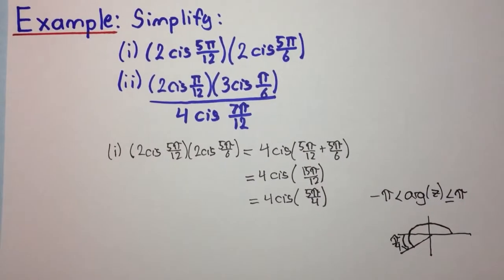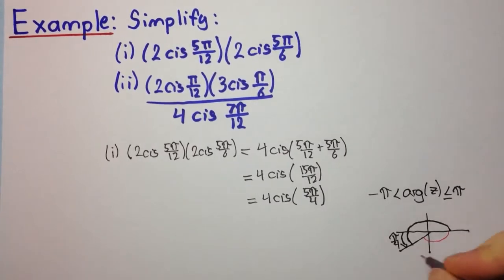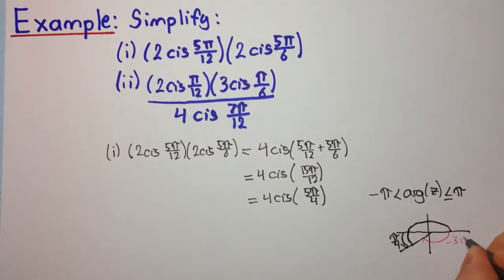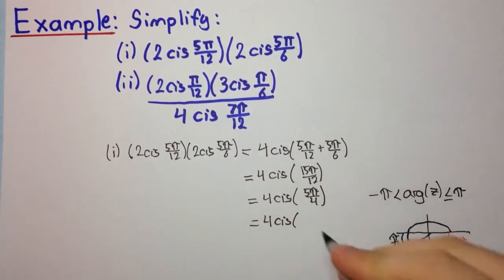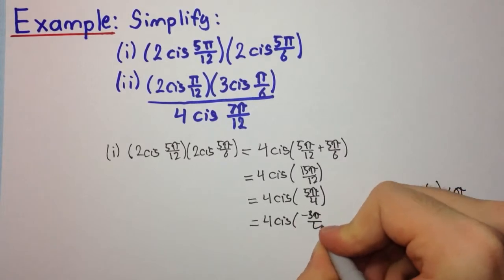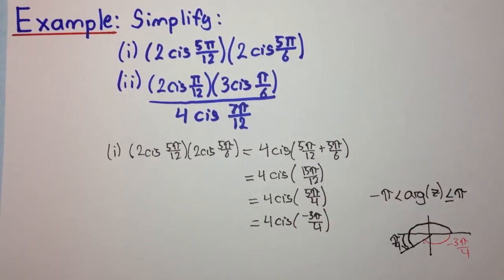Okay, so if this is pi on 4 here, then this angle, which I might do in a separate color, this angle here is going to be minus 3 pi on 4. Well, it's 3 pi on 4, but it's minus because we're going clockwise. Right? So this angle here fits within our constraints. And so we can write 4 cis, what's the angle? Minus 3 pi on 4. Okay, and that's the end of that question.